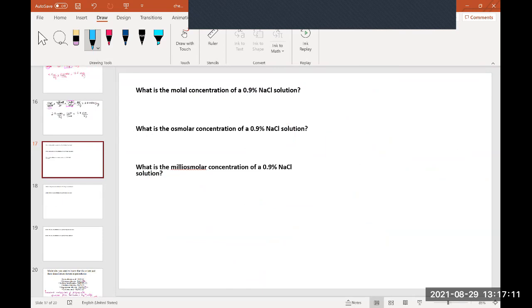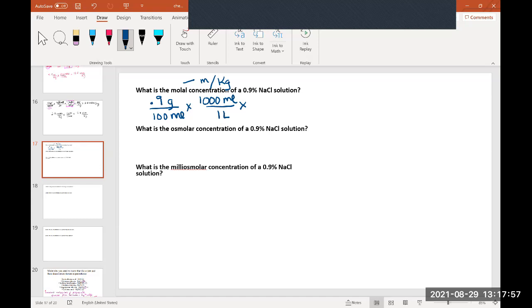What is the molal concentration of a 0.9 grams percent sodium chloride solution? All right, well, the first step, we write out our 0.9% solution. That means 0.9 grams in 100 milliliters. And we want to get to molal. That means moles over kilogram of solvent. So let's first start with converting our milliliters into liters. There are 1,000 milliliters for every liter.